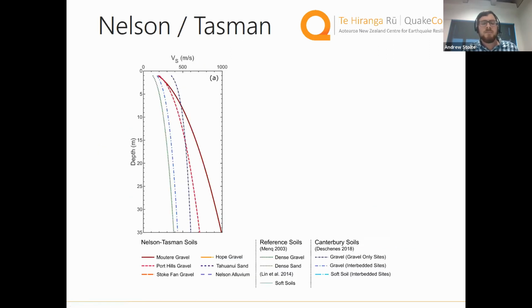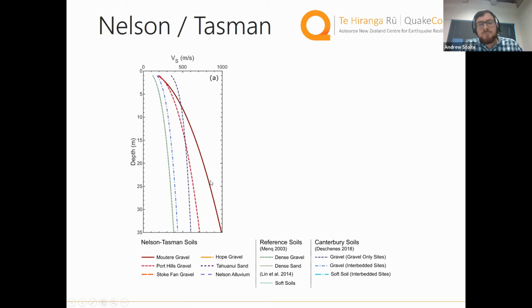She characterized that there were 6 major deposits in the Nelson region. You have them here on the bottom left, we have the Motuary gravels and the Port Hill gravels. And these are generally very stiff. If you look with depth, the gravels in the Nelson region are highlighted here in red. As you go down with depth to, let's say, 35 meters, the Motuary gravels are as stiff as 1000 meters per second, which is roughly equivalent to soft bedrock.